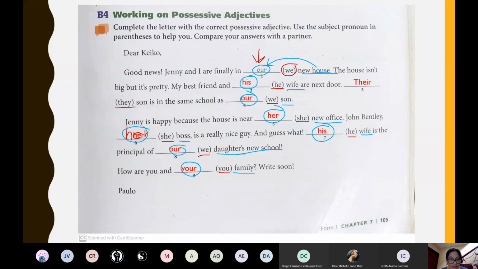So guys, this chapter is very long. Chapter 7 goes until letter F. Generally, the chapters we have been learning have only A, B, and C, but this one has A, B, C, D, F. So it's going to take us more weeks to finish this chapter. What we are going to be doing is some reviews so you do not forget possessive adjectives and possessive nouns.